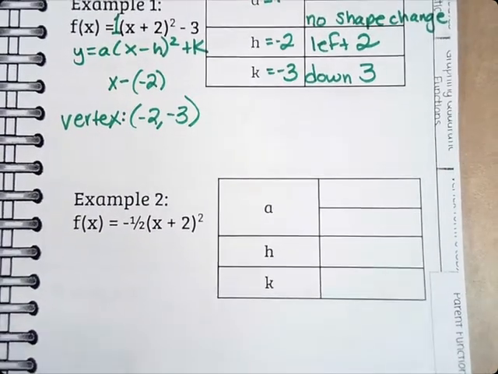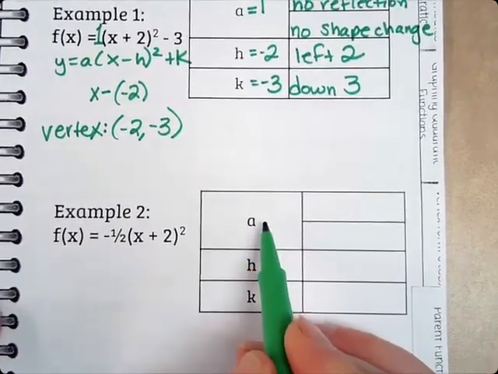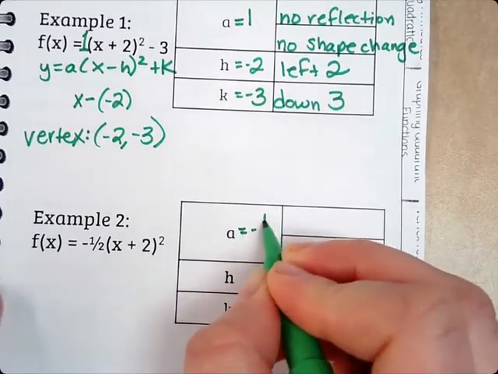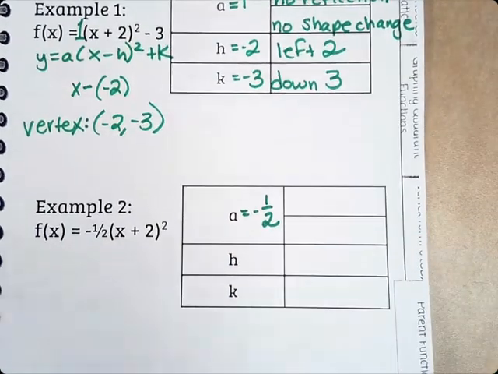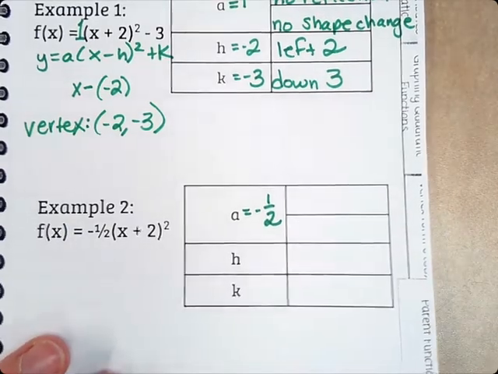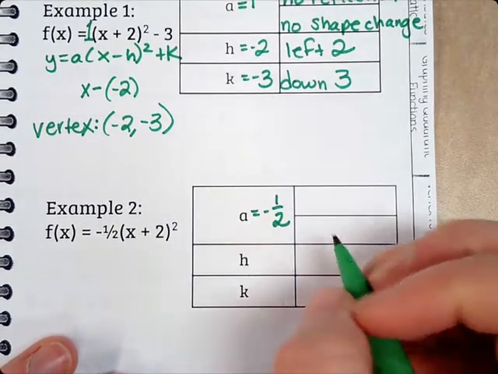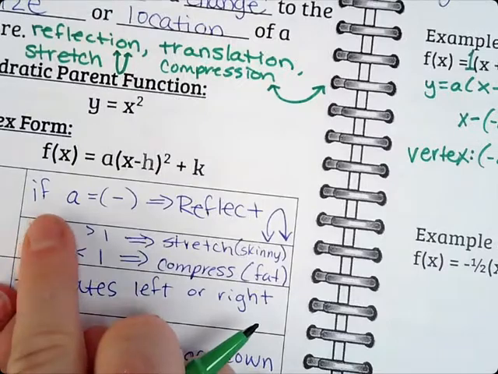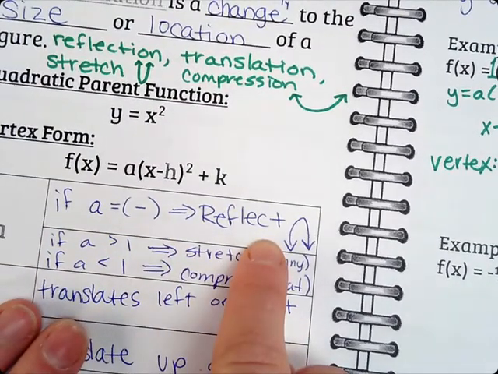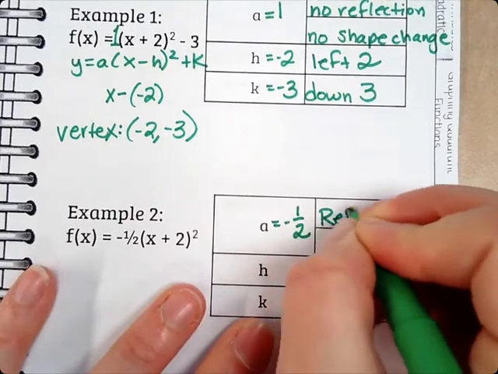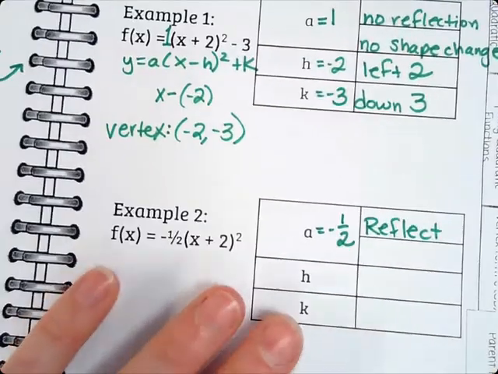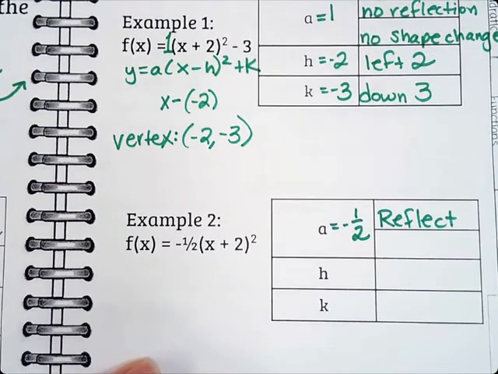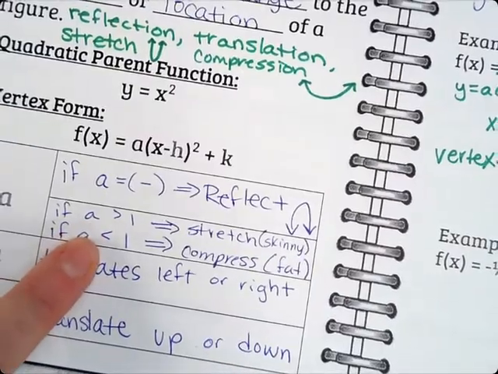Okay, let's look at the next one. Let's identify what our values are. What is a? Negative half. Yep. So what's going to happen to it? Let's look back over here. Let's look at the first thing. If it's negative, it's going to reflect, right? So let's write that. Reflect. And then the half, it's less than 1. So it's going to compress.